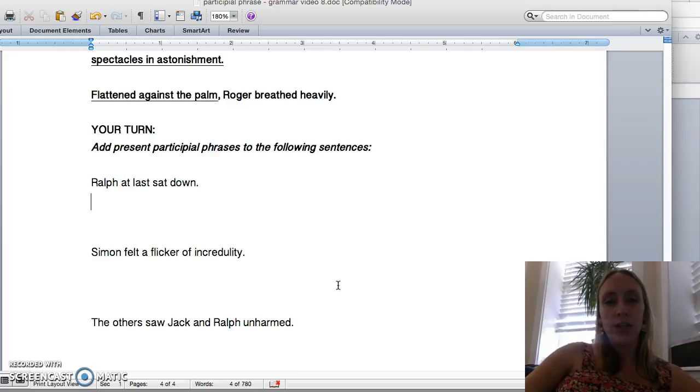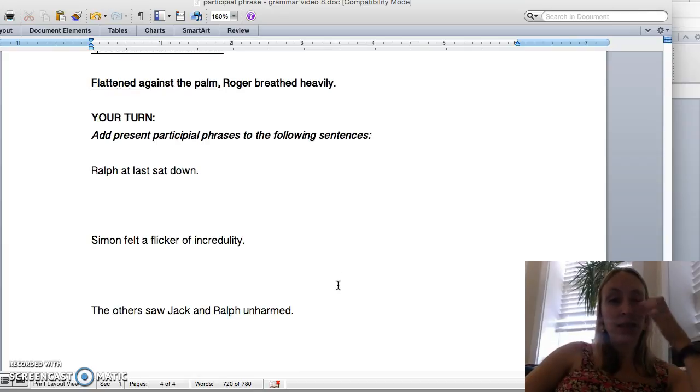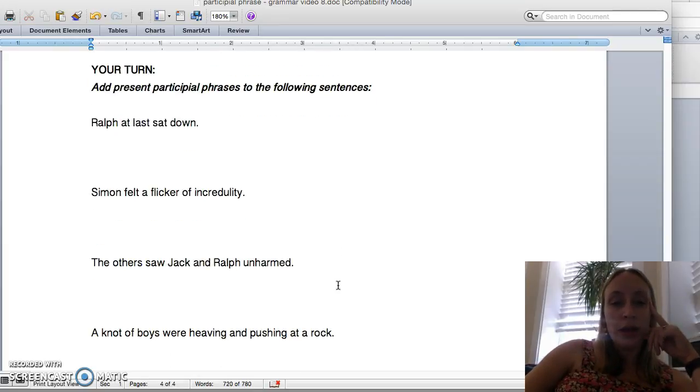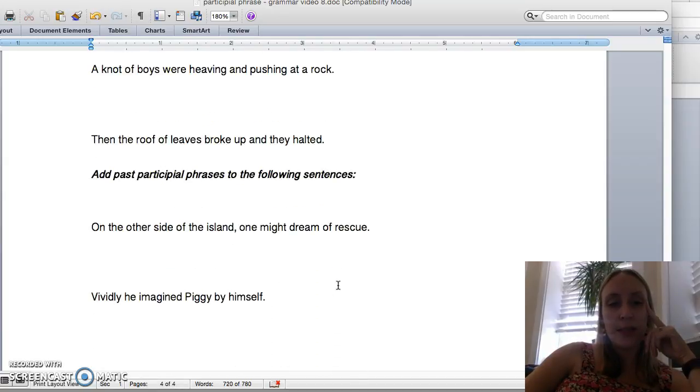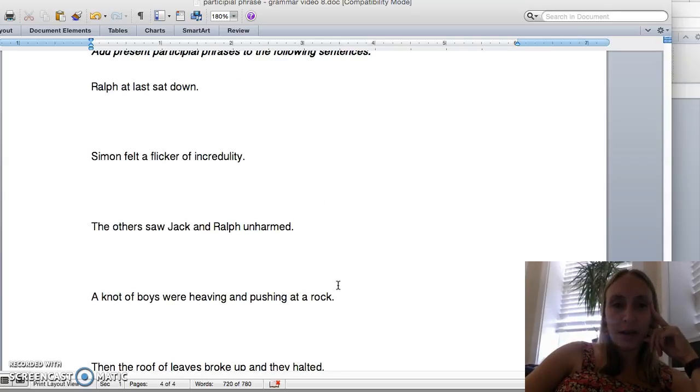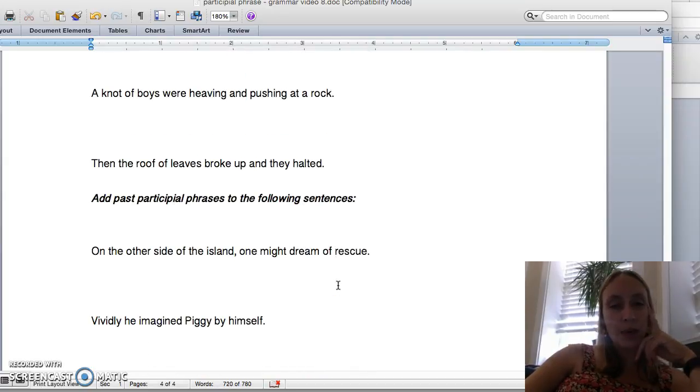And now your turn. Add present participial phrases to these following 5 sentences, and then past participial phrases to these. So you can pause the video here if you want to, if you're just using these notes on the video to follow along, or you can reference the notes to have copies of these sentences in order to complete them.